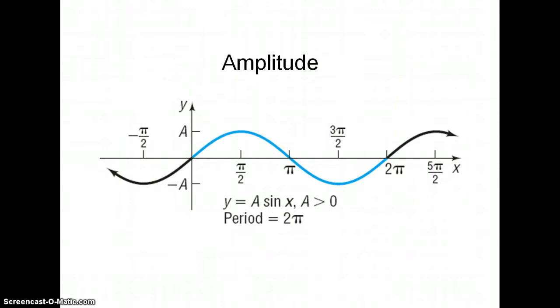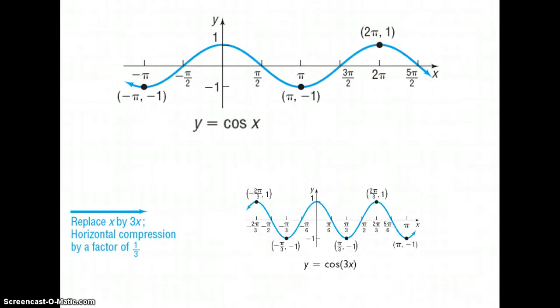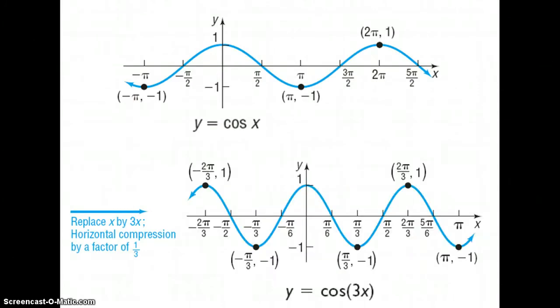Period is 2 pi. Okay, so really exciting stuff here. Now notice in this bottom graph, we've got 2 pi divided by 3, which is the period. Okay, so 2 pi divided by the number in front of the x, the coefficient. You start here, and one full period goes until you get to 2 pi over 3.